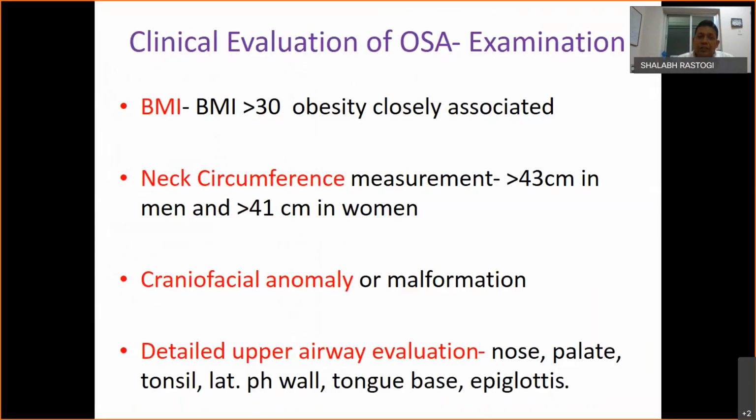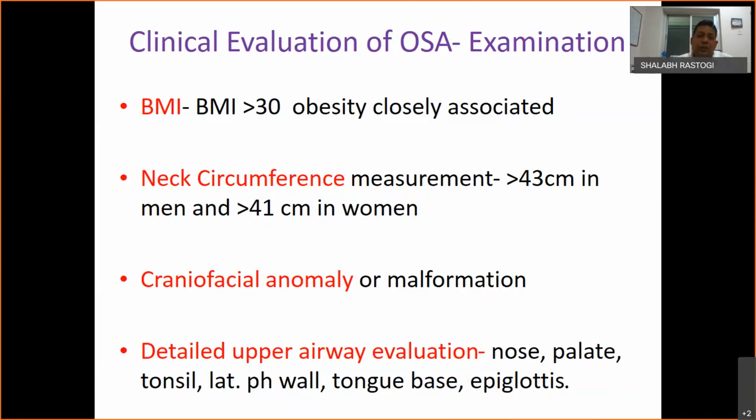So after history taking, one should look for the clinical evaluation of such obstructive apnea patients. What are the main things one should look for? One should look for obesity, a BMI greater than 30. One should look for a short neck. It is found that if the neck measures more than 40 centimeters, then there is a high tendency for such patients to go into sleep apnea.